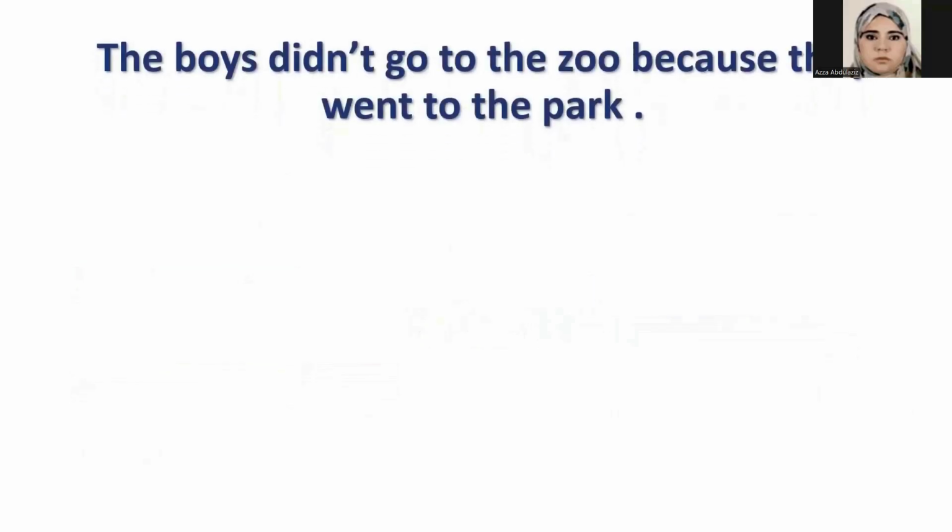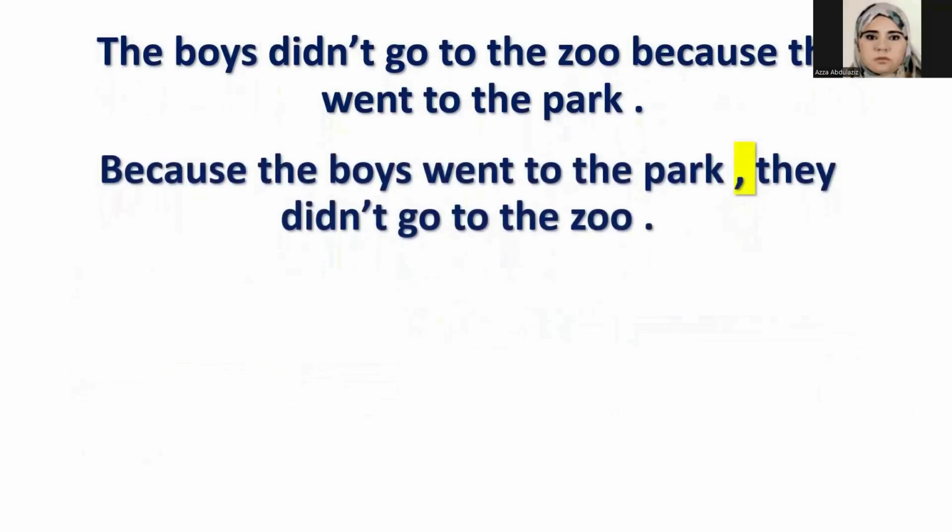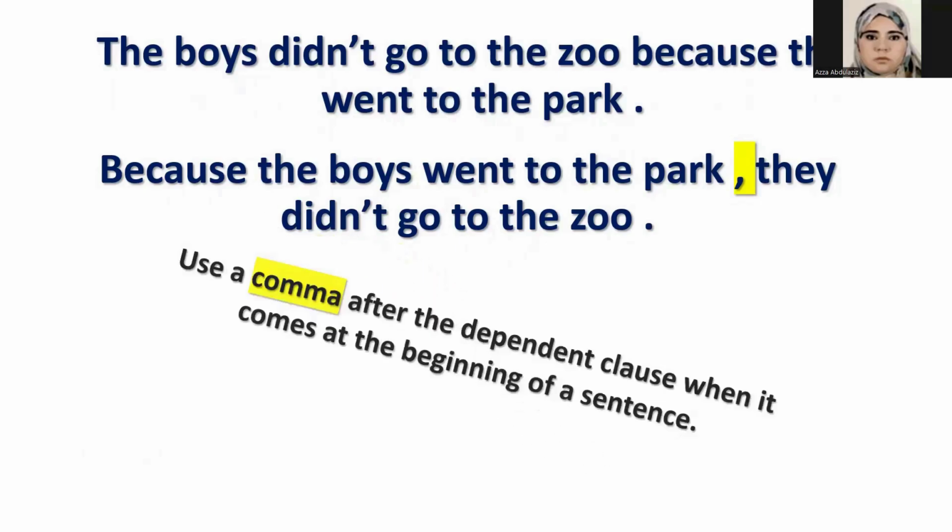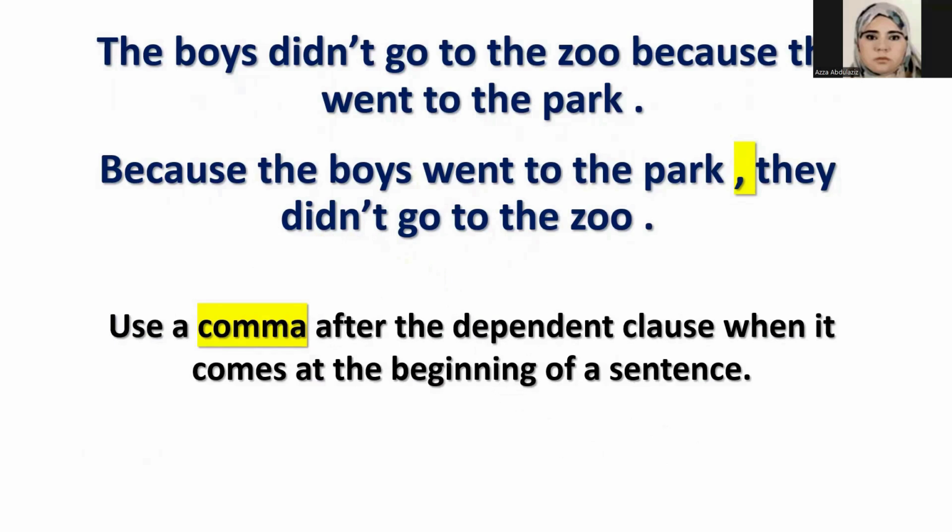Please note the following. Let's compare two examples. The boys didn't go to the zoo because they went to the park. Because the boys went to the park, they didn't go to the zoo. Can you find any difference between the two sentences? Yes. Please note that you only use a comma after the dependent clause when it comes at the beginning of the sentence. So, we shouldn't use any commas before the subordinating conjunction if it's used in between the two clauses. Okay? Keep it in your mind, please.